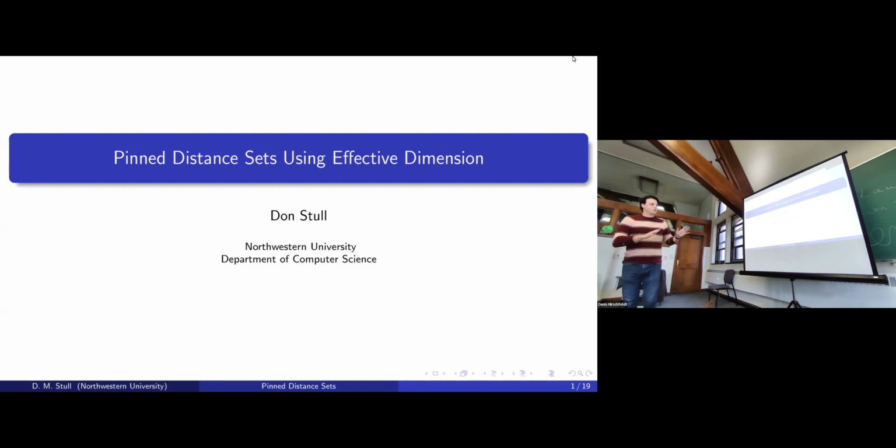So I'll first start off with some background on Kolmogorov complexity and algorithmic randomness, and then tell you about pin distance sets, and then get into a high-level overview of some of the ideas.